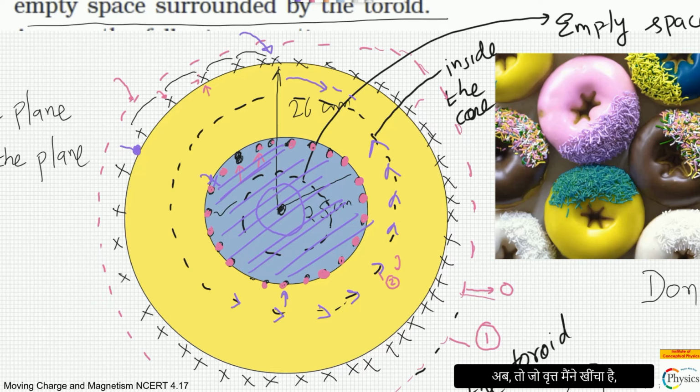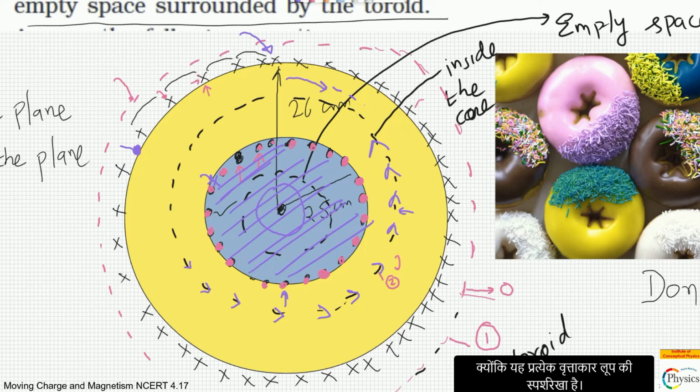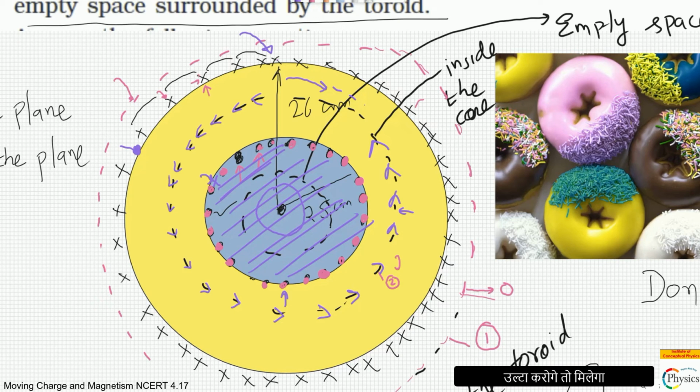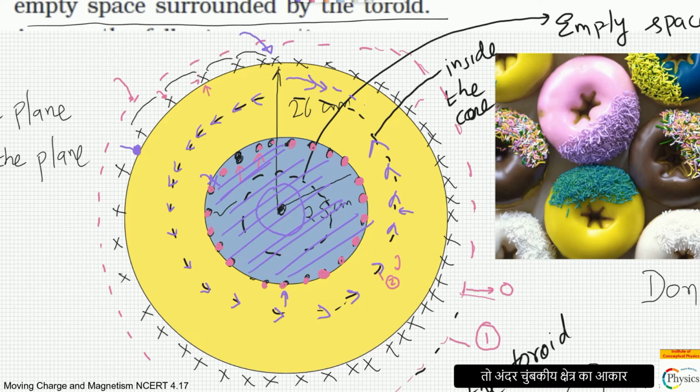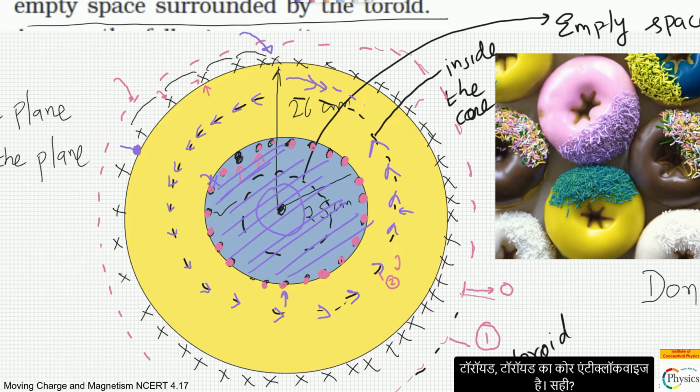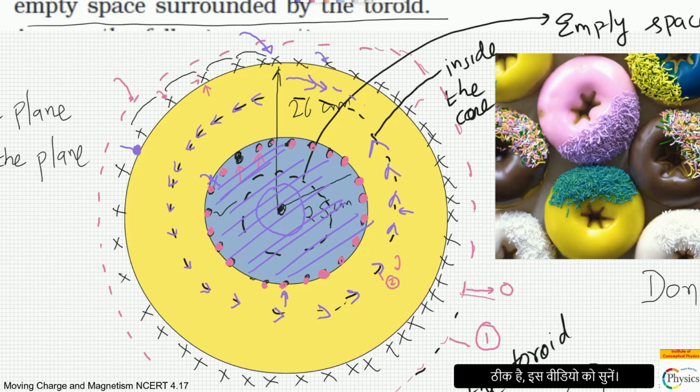The circle which I have drawn is the magnetic field, because it is tangent to each of the circular loops. When you join all the tangents, what you get is a circular magnetic field inside the core of a toroid. So remember this: if you invert it, you will get a clockwise circular magnetic field. The magnetic field inside the core of the toroid is anti-clockwise, right? I hope you will be able to memorize. Listen to this video very carefully.